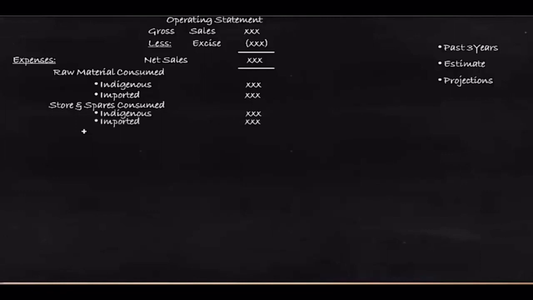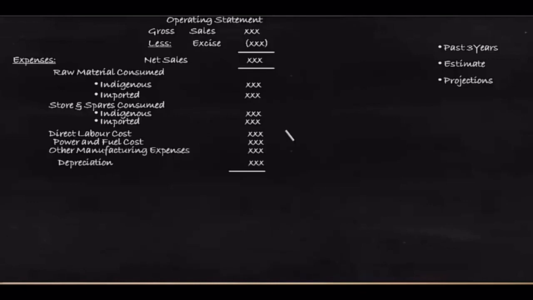imported. Then what is the expense incurred by the company on its laborers? So the direct labor cost should be shown here. Here the focus is on direct labor cost. We'll understand that in a subsequent session. Then the power and fuel cost should be shown. After this, we have to show the other manufacturing expenses and depreciation.